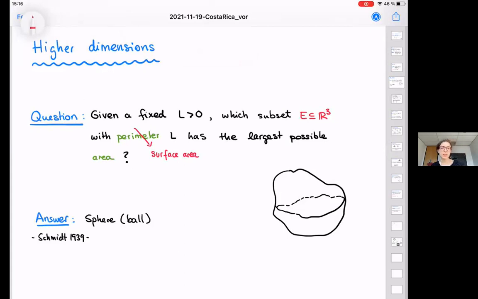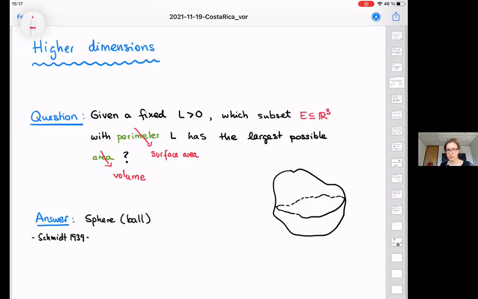And what do we say instead of area? Now it's not the area we are looking at. We are wrapping something. And the inside now is not area, it's volume. Volume, exactly. So this is a volume. So we see that even the words are different. And the answer was given by, at least the one I know, by Schmidt in 1939.